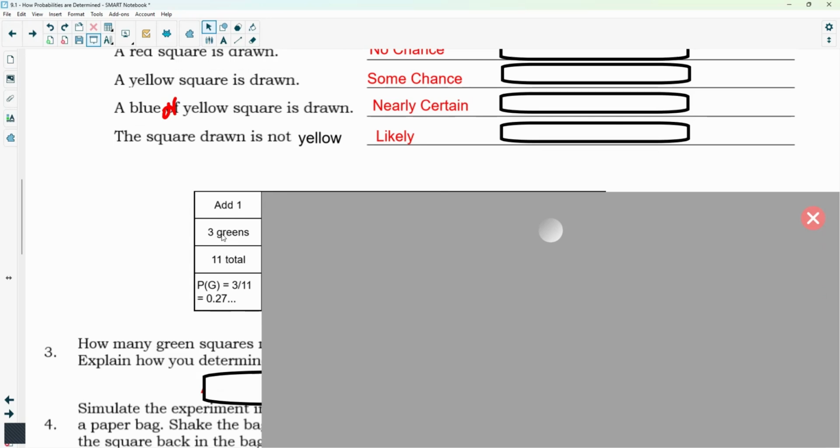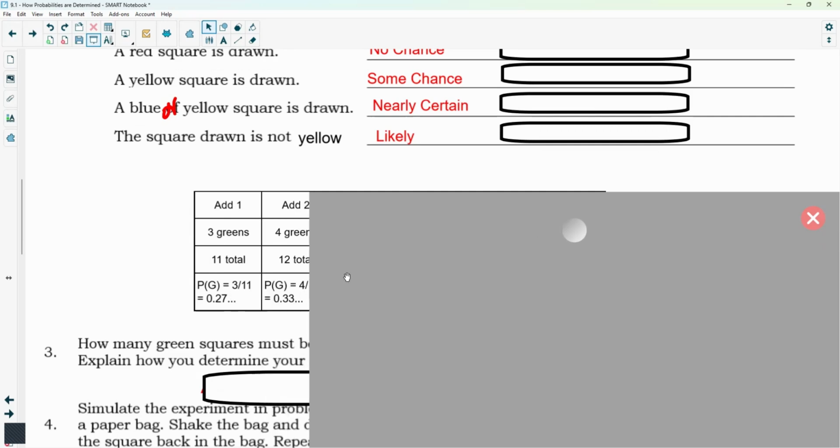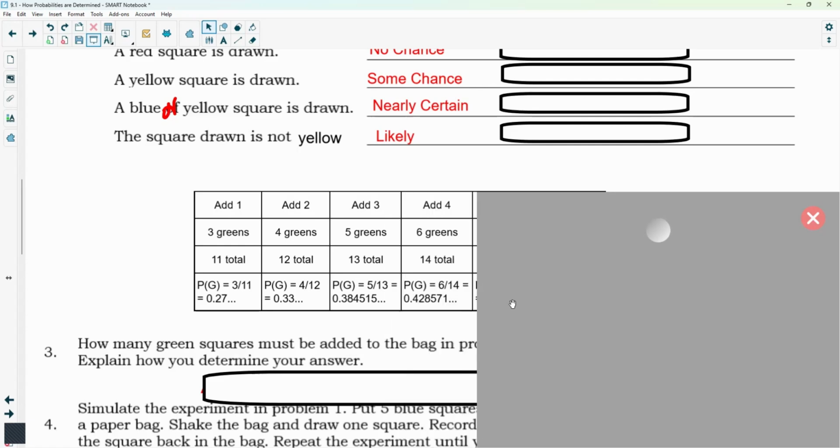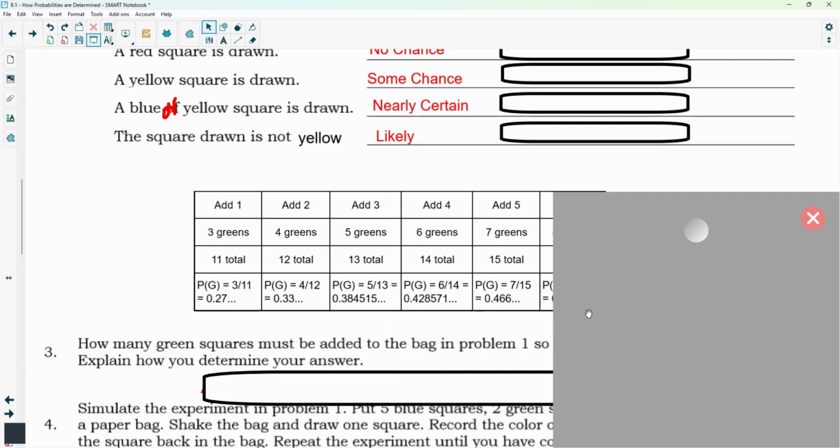But you need to be aware of the total of greens and the total of squares inside the bag, and then the probability as we progress. So we had 2. If we add 1, that would be 3 greens for a total of 11 because we originally had 10, and that will give you a probability of 27.27 repeating. If you add 2, you're going to have 4 greens for a total of 12, which gives you 0.33. So it's increasing, but it's not 1/2. If you add 3, you're going to have 5 greens, a total of 13 squares, 0.38. Add 4, 6 greens, 14 total, 0.42, getting closer. Add 5, you got 7 greens for a total of 15, and that's 0.46.